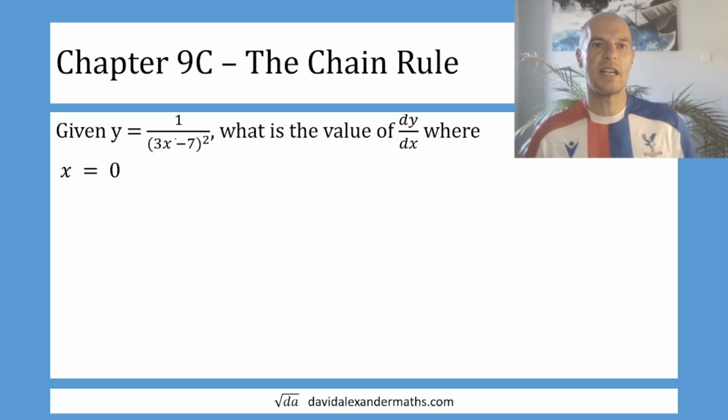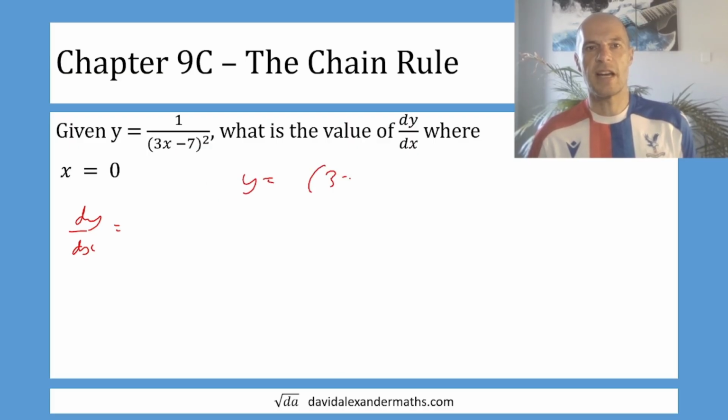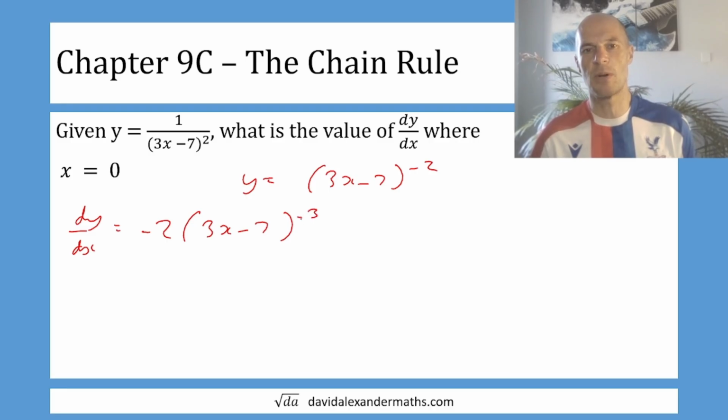Okay, given that y is 1 over 3x take away 7 squared, what is the value of dy by dx where x is 0? Okay, so all we need to do is work out what dy by dx is first of all. First of all, I'm going to write this as y is 3x take away 7 to the negative 2. So dy by dx is going to be minus 2, power coming down to the front there, 3x take away 7, reduce the power by 1, and be careful, it's minus 3, not minus 1. Some people, when it's a negative power, add 1 instead of subtract 1. And we're going to multiply that by the derivative of 3x minus 7, which is 3. So therefore dy by dx is simply minus 6 lots of 3x take away 7 to the minus 3.